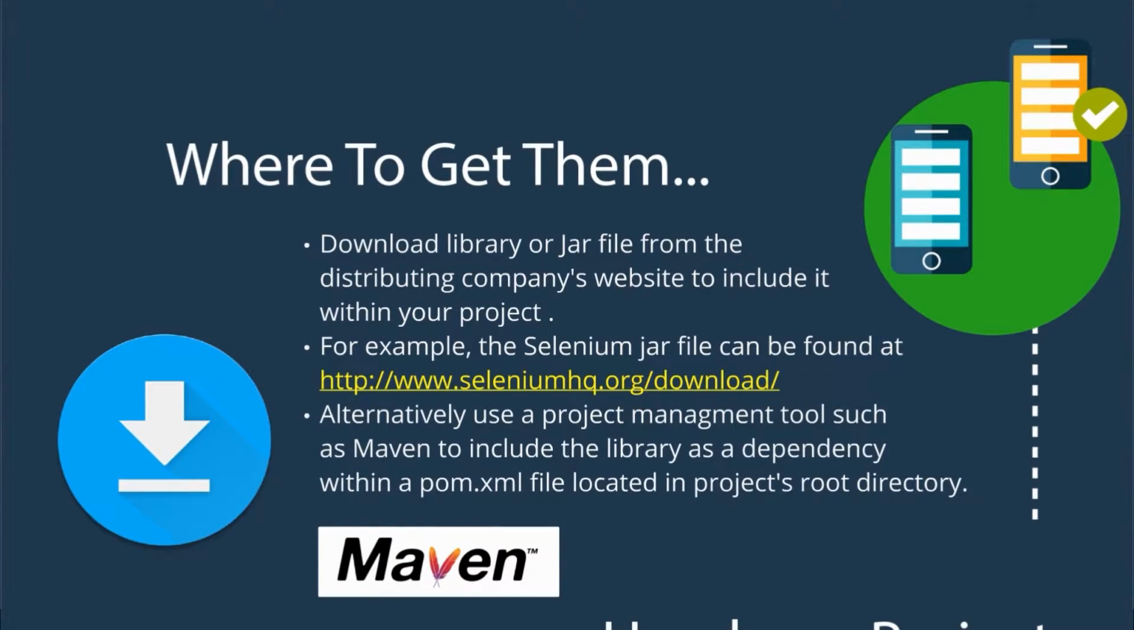When it comes time to include a library you need within your project, you'll want to start by checking out the company's website. You can usually find it by doing a quick Google search with whatever tool you want to include and following the links to documentation. For example, the Selenium WebDriver jar file can be located at seleniumhq.org. Alternatively, you can use a project management tool like Maven to automatically include the library through the configuration of a specific .xml file located at the project's root directory.